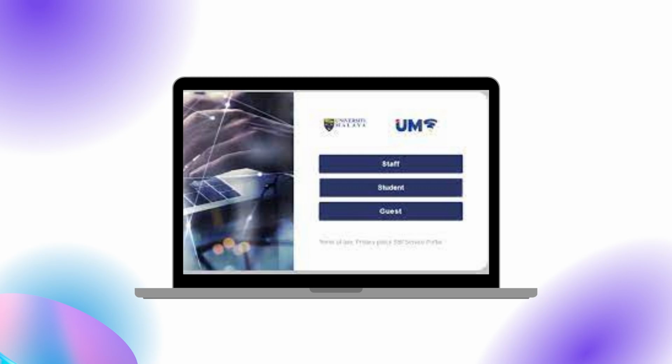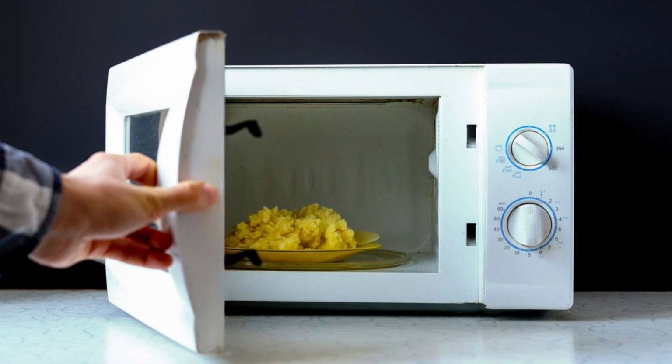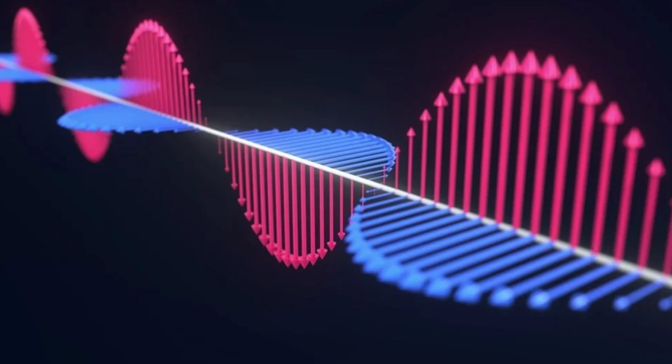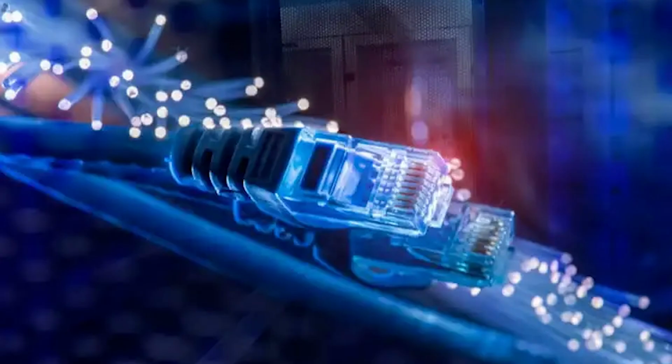Hello everyone. Ever wondered how your internet works at blazing speeds, or how your microwave heats up food so quickly? The secret lies in a fascinating technology. Introducing to you waveguides. Today we will dive into the world of waveguides, exploring what they are, how they work, their applications, and why they are essential in our daily life. So let's get started.